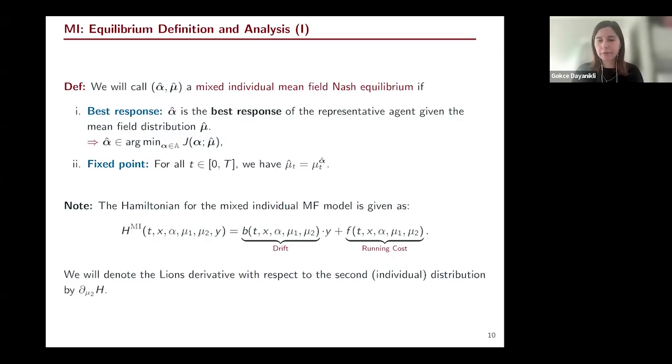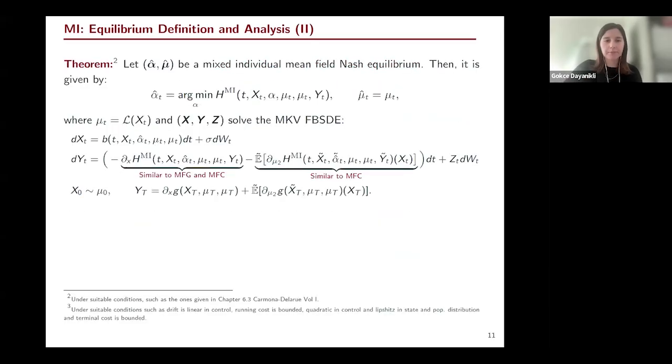In order to show some of the theoretical results, I'm introducing our Hamiltonian as usual: the drift times the adjoint process plus the running cost. Whenever I need to take a derivative with respect to the distribution, it is going to be the derivative with respect to the second distribution, because we are taking the population distribution as exogenous, something that we can't control. The second one is our individual effect.